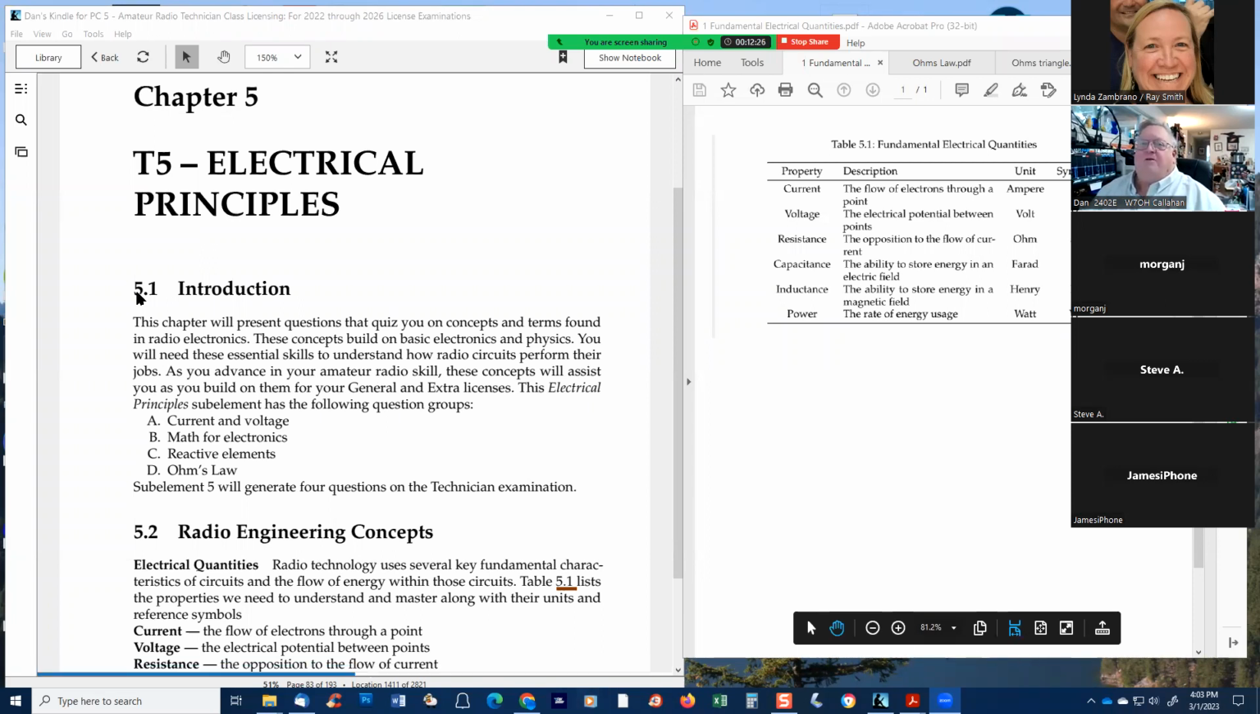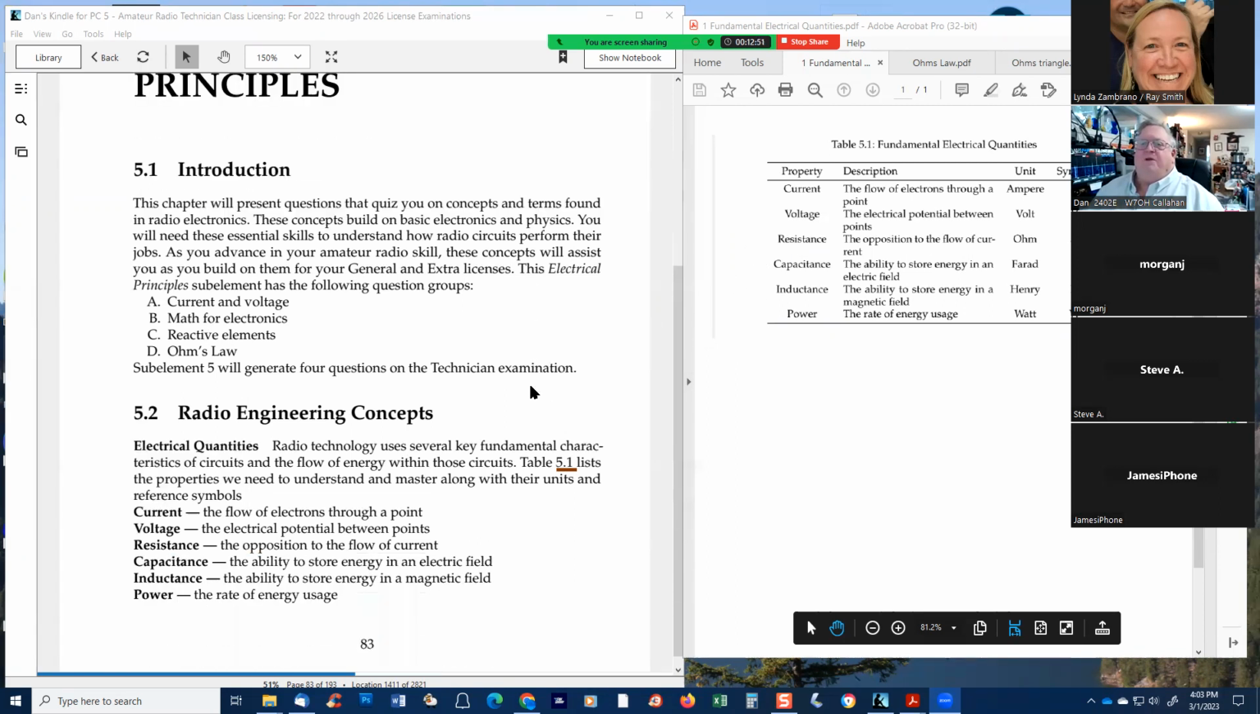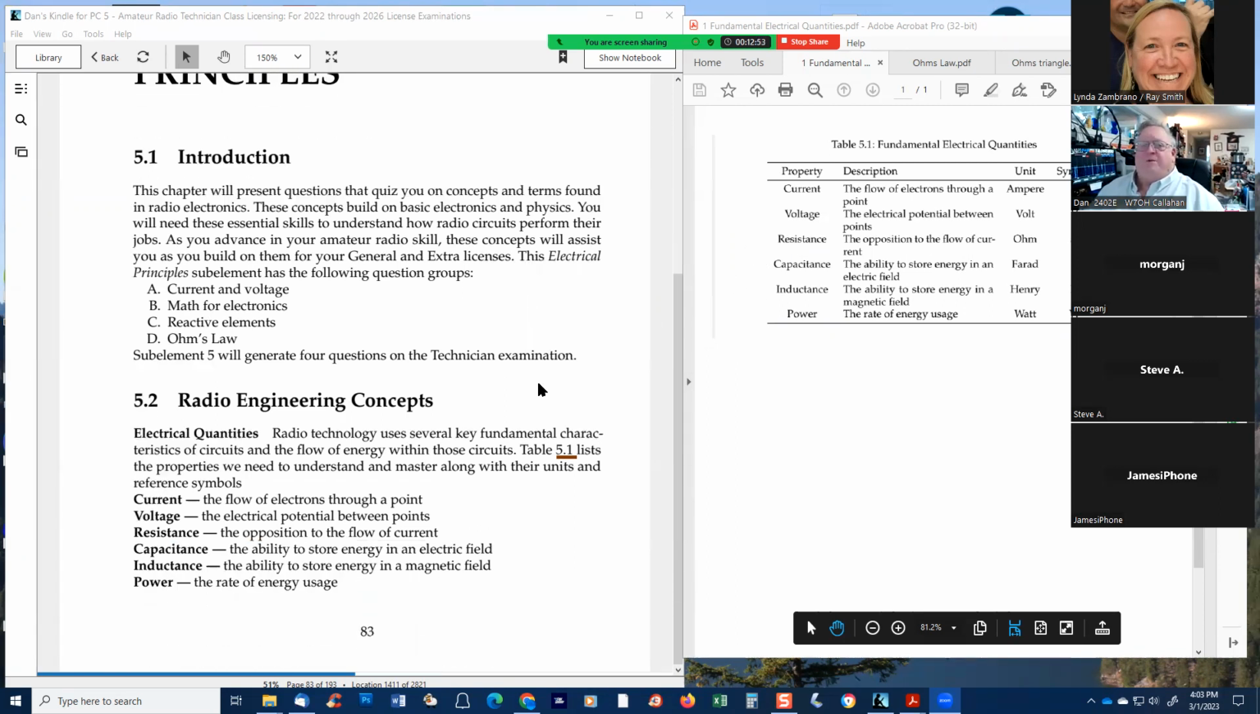So what we're covering today is T5, electrical principles. It's broken into several pieces. The first one talks about basic things: current and voltage, math for electrical, electronics, reactive elements, and Ohm's law. Reactive elements we'll touch on later because you're going, what on earth is it? But if you look on the right, and I'm scrolling down, is it all large enough for people to see? I do want to ask that. Probably James with an iPhone has the poorest image, but that's fine.